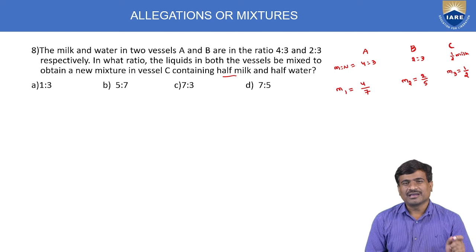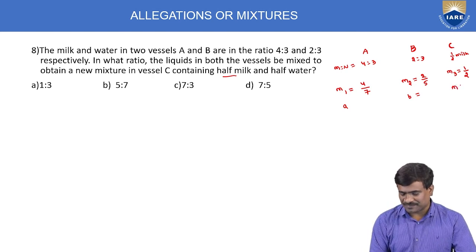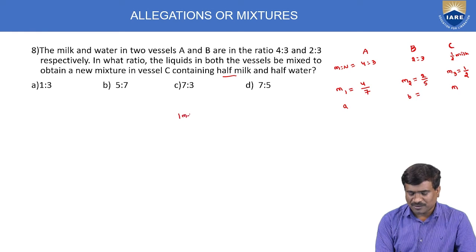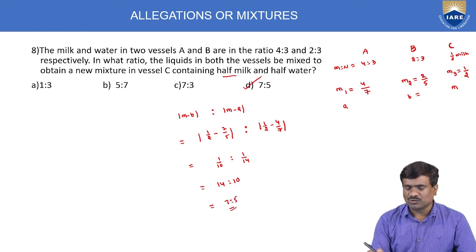The next method. Here M1 indicates A, M2 indicates B, and the mixed indicates C, container M3. The ratio is modulus of M minus B to modulus of M minus A, which is equal to 1/2 minus 2/5 to 1/2 minus 4/7, which is 1/10 to 1/14, which is 14 to 10, which is 7 to 5. Option D only is correct.